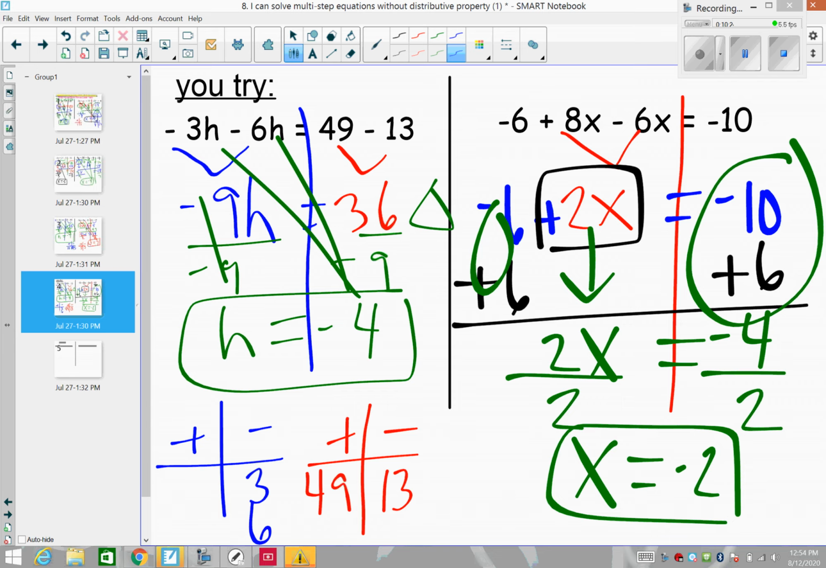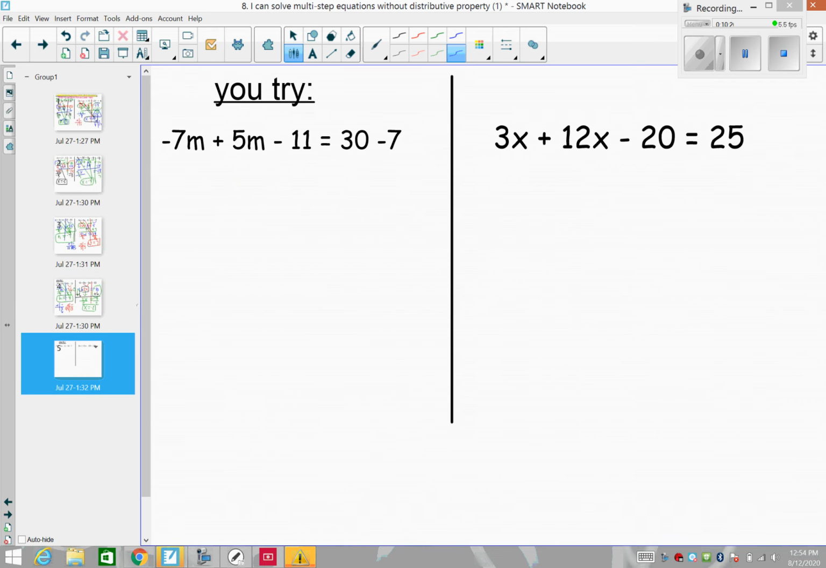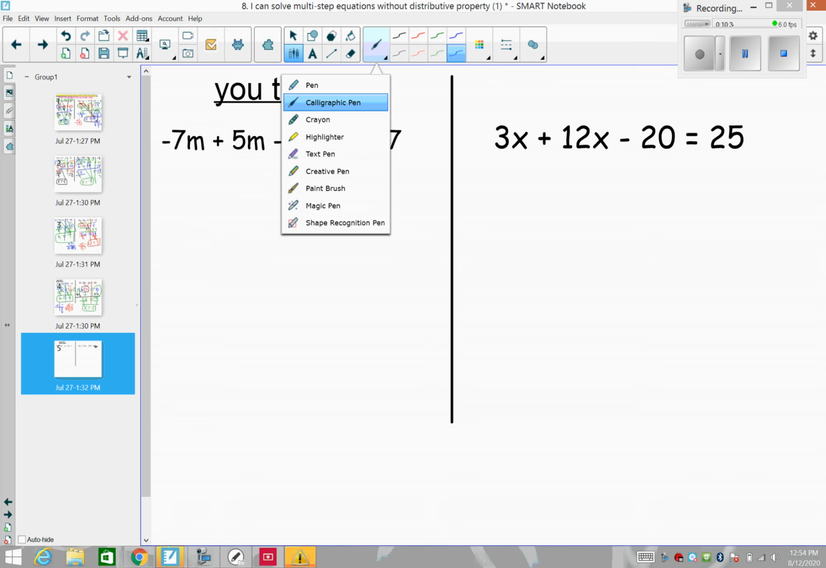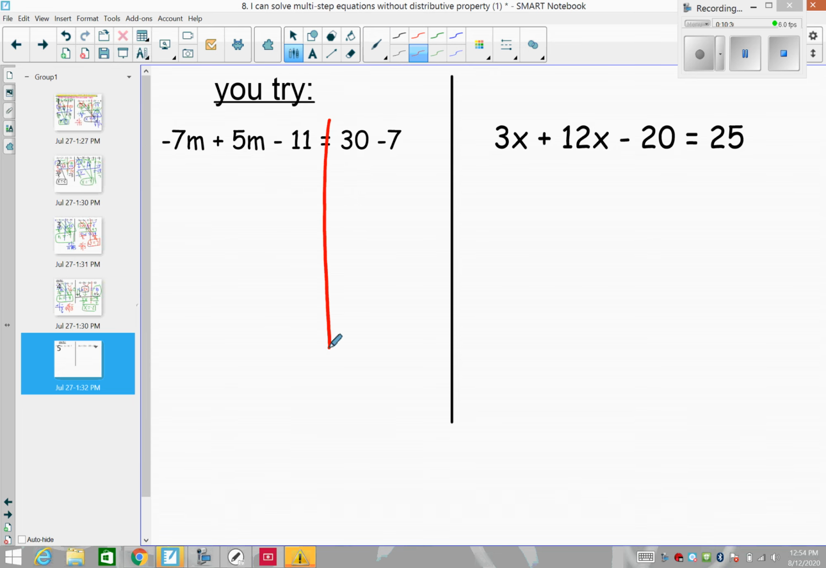We are going to move to this next screen. You have 2 left for today. These are the 2. I'd like you to pause the video and give those a shot. Okay, group, so you should have paused the video. Build house, build fence, clean yard.